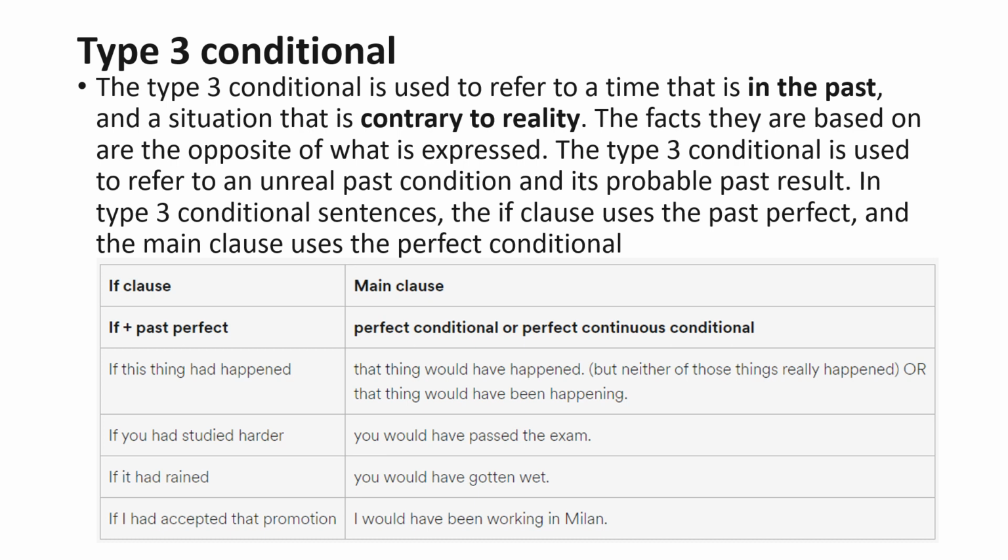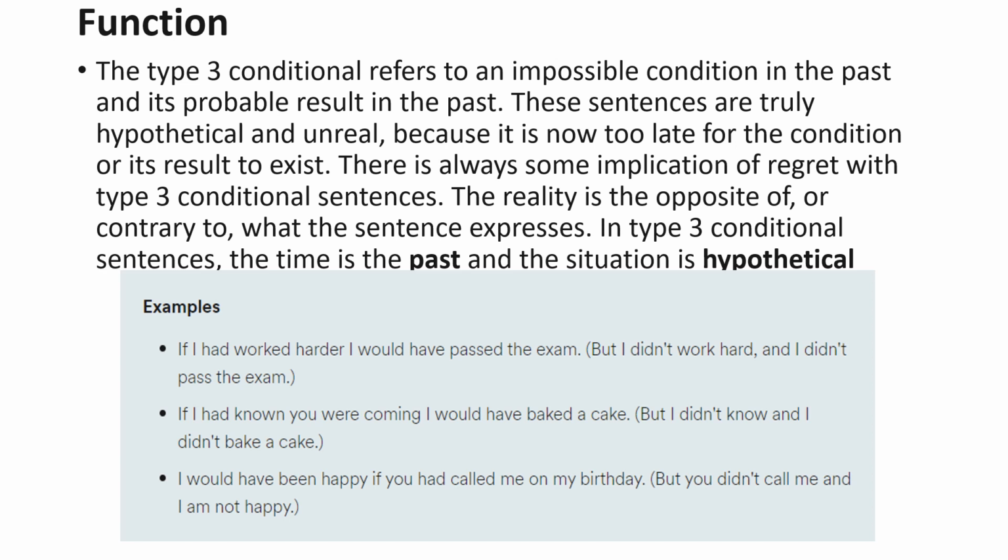Moving towards the function, we can see that the type 3 conditional refers to an impossible condition in the past and its probable result in the past. These sentences are truly hypothetical and unreal because it is now too late for the condition or its result to exist. There's always some implication of regret with the type 3 conditional sentences. The reality is the opposite of or contrary to what the sentence expresses. In type 3 conditional sentences, the time is in the past and the situation is hypothetical.